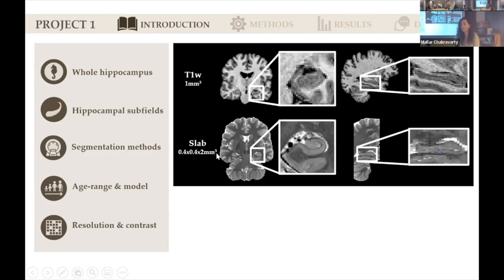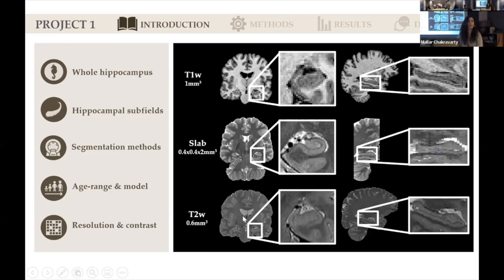The specificity of this type of images is that there is very high resolution in the coronal plane, as you can see here, so allowing us to nicely see the curve of the hippocampus. However, it comes with the drawback of having very low resolution in the anterior to posterior axis, as you can see in this image. And finally, in this project, we wanted to also introduce our last type of images, which is a T2 weighted scan of 0.6 isotropic resolution. And we can see that we can still clearly see the subfields in this image, but we also keep very nice resolution and contrast in the anterior to posterior axis in this one.